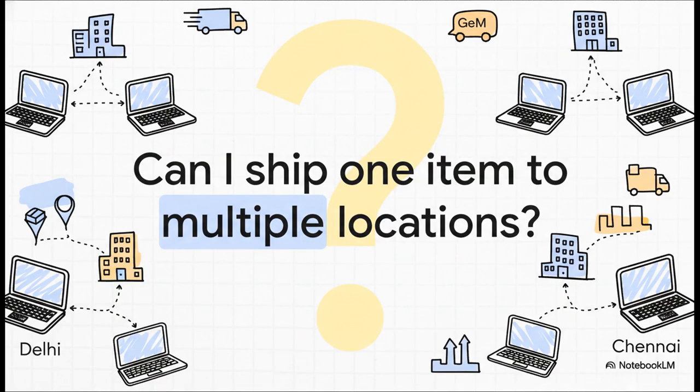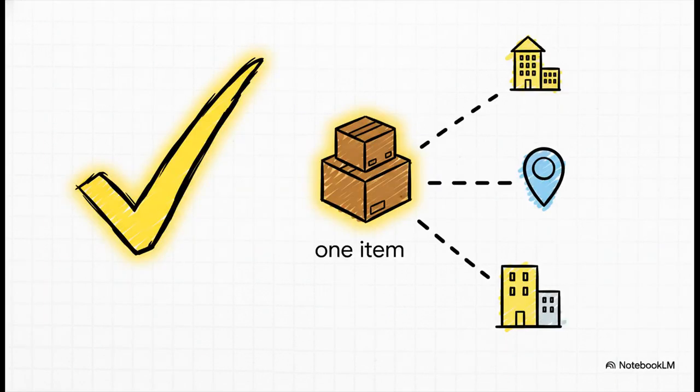Okay, here's a question we get all the time. Let's say you need to buy 100 laptops. But you need 20 of them to go to an office in Delhi, 30 to Mumbai, and the other 50 to Chennai. Can you do that in one bid? And the answer is a huge yes. The system is totally built for this. For any single item on your list, you can add multiple consignees, which is just a fancy word for delivery locations. It makes managing complicated, nationwide projects so much easier.